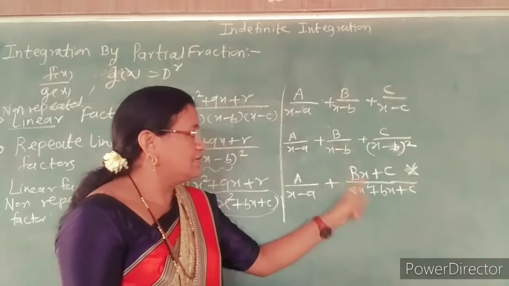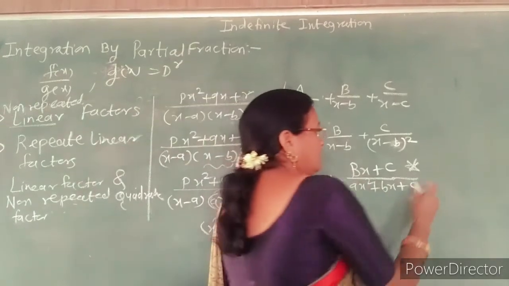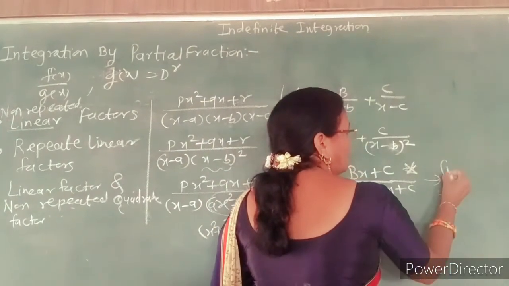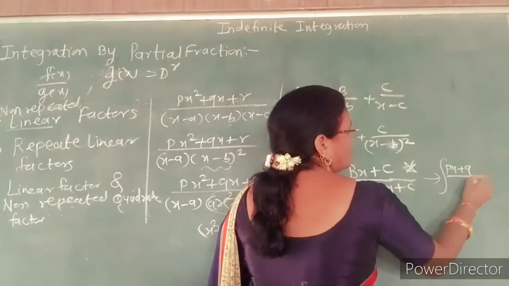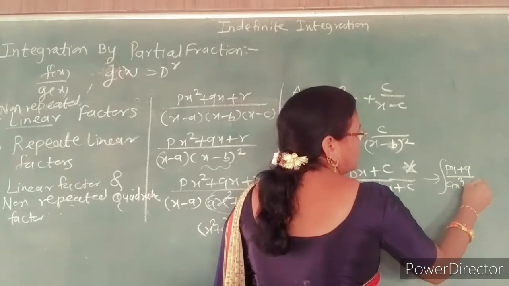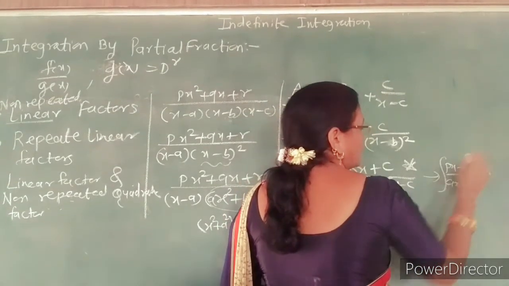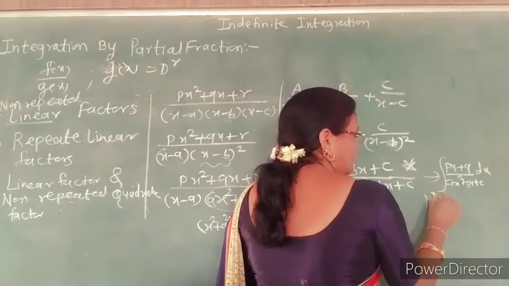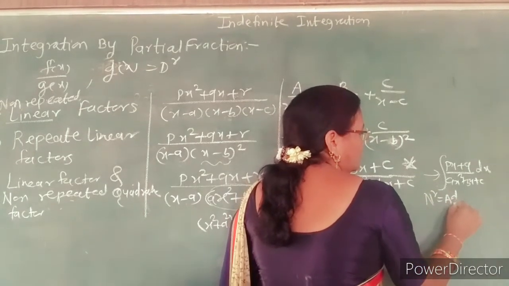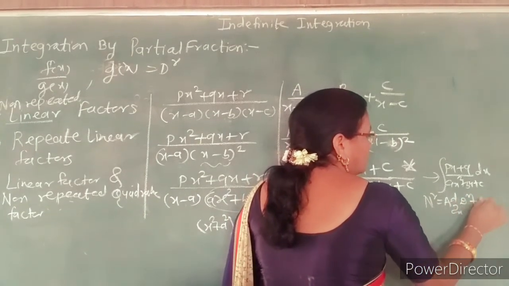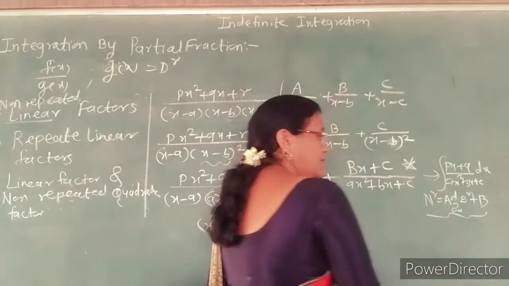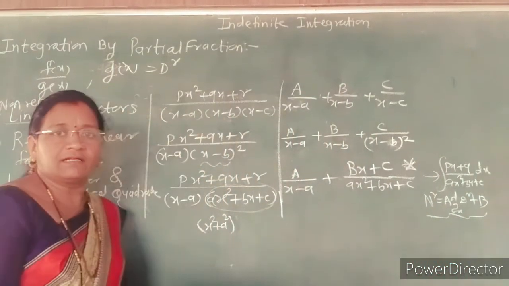For the linear factor, this type of integral is of the type integral of px plus q upon ax square plus bx plus c. We have already seen this topic. For this we take the numerator equal to A into d by dx of the denominator plus B, and with the help of this we can evaluate this type of integral.